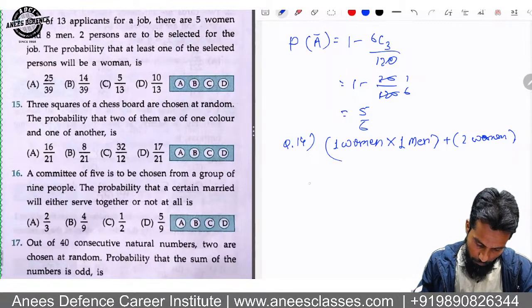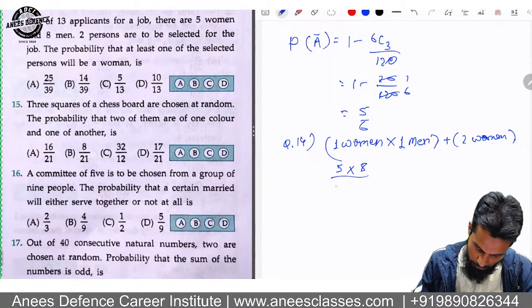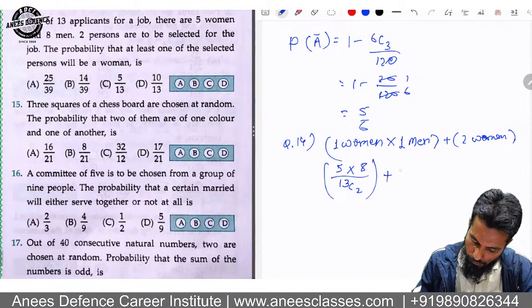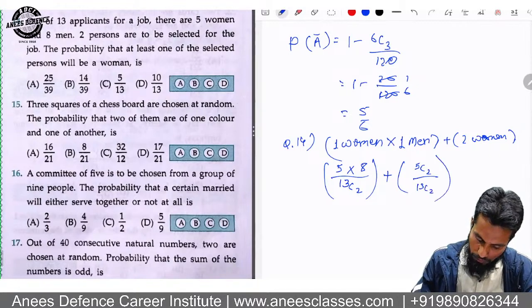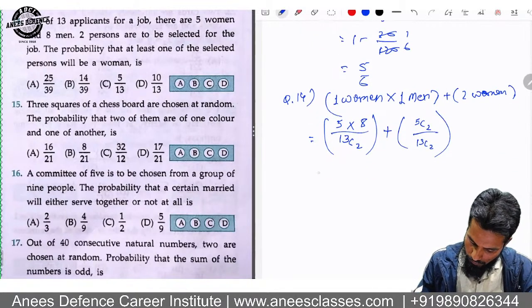So, what is the probability of selecting a woman? 5C1, directly you can write 5 also. 5 multiplied with men. How many men are there? 8, divided by 13C2. This is the first case. Similar to question number 12. Both should be women: 5C2 upon 13C2. Just solve it. You will get the answer here.